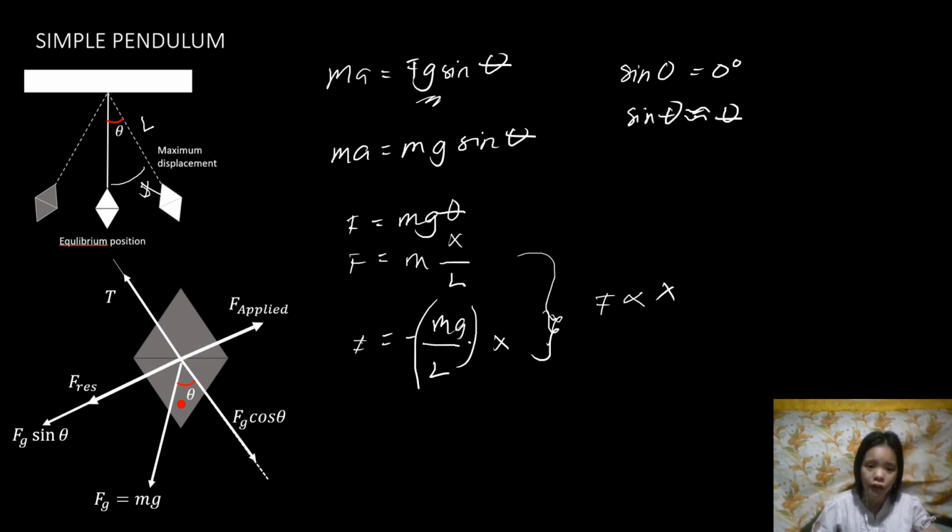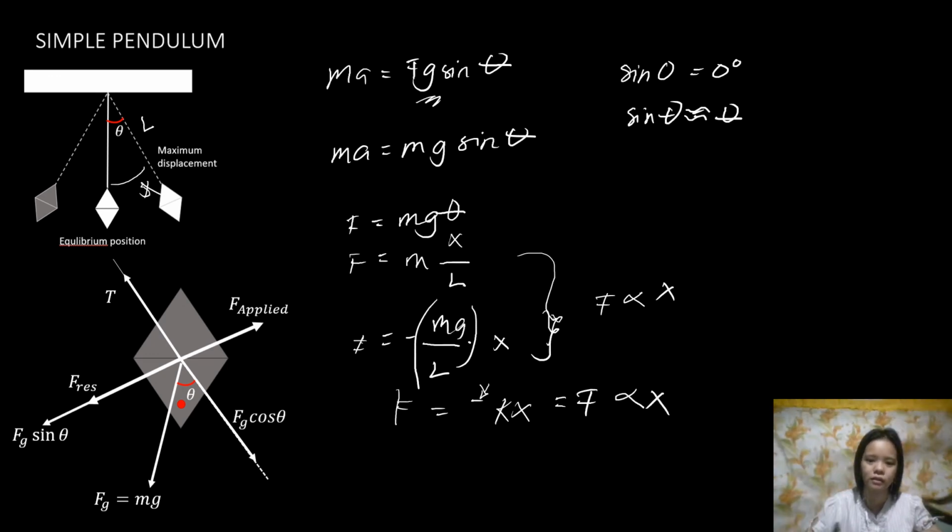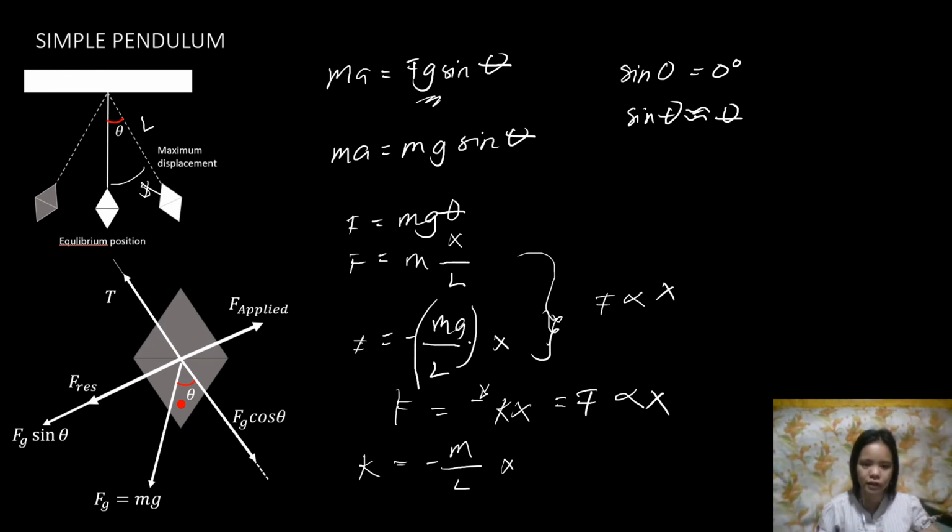And if you write Hooke's law, F is equal to negative kx. So still it is negative. So it also proves that force is proportional to x. In this case, we can also rewrite this as k is equal to negative mg all over L multiplied by x.